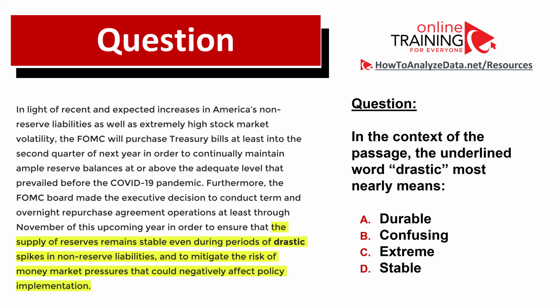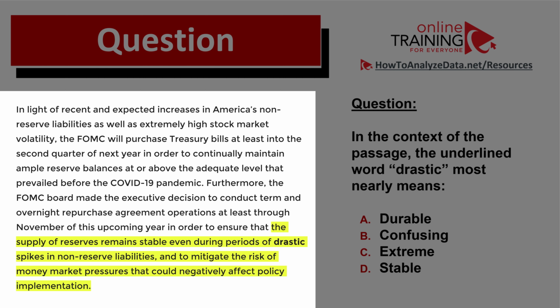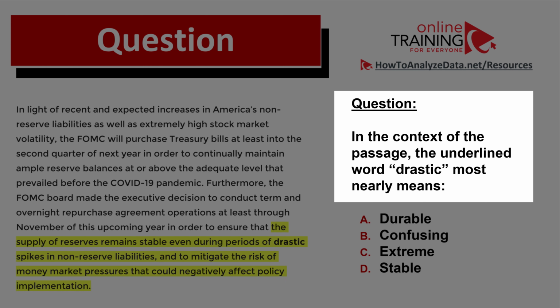And now, here's the question for you to try. Please pause this video and read the passage on the left. After you read the passage, here's the question. In the context of the passage, the underlined word drastic most nearly means, and you have 4 different choices.